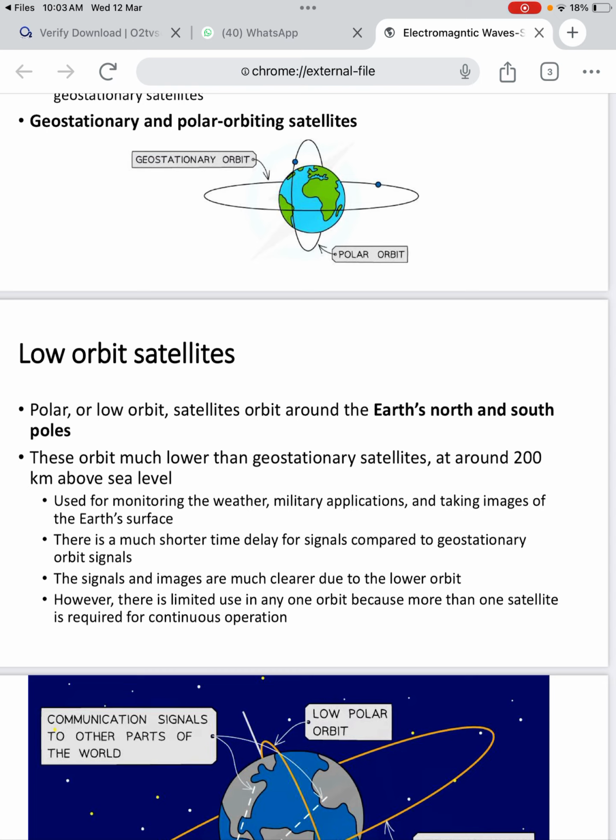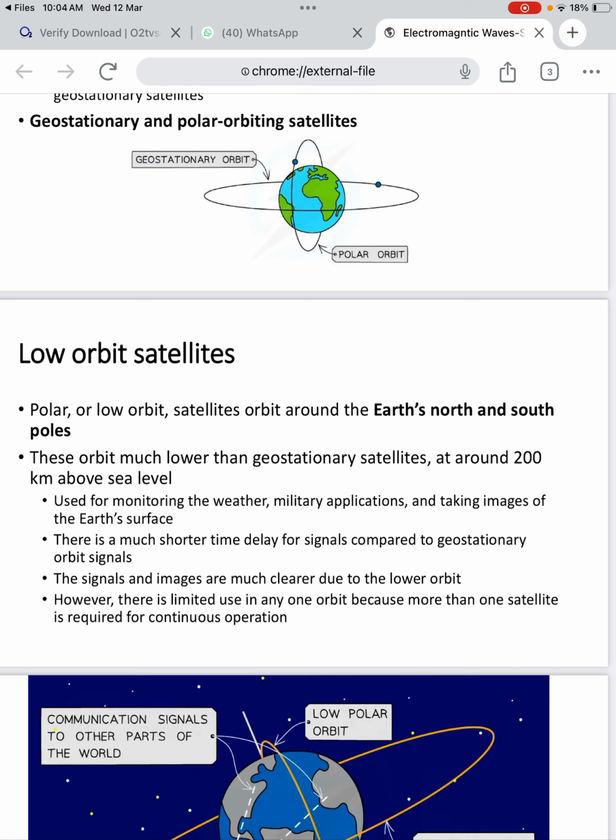There is a much shorter time delay for signals compared to geostationary satellites. What do I mean there? By time delay, I mean that when a signal is transmitted from the surface of the Earth, it goes to the satellite and then it is beamed back down to another place on Earth. The time it takes for that to happen, we call the time delay. Since these satellites are nearer to the surface of the Earth, the time taken for a microwave to go up and come back down is shorter.